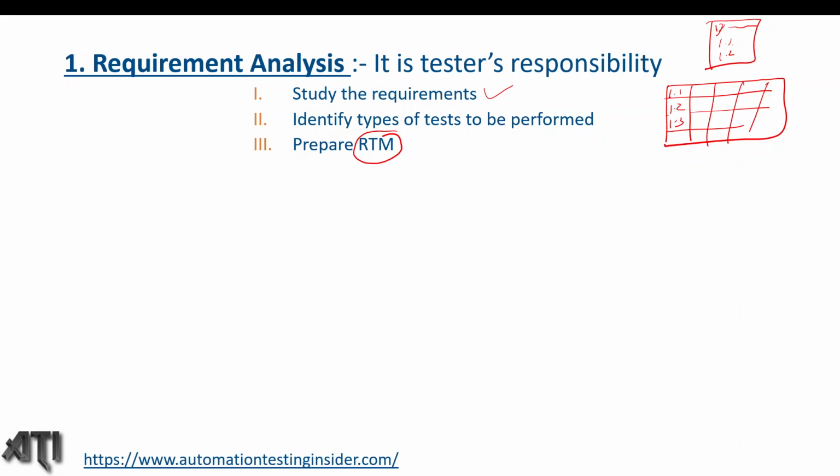Here we'll map with the test cases, scenarios first, like the number of scenarios for a particular requirement, and how many test cases we are going to write for that particular scenario. So that is the purpose. Here we'll map the scenario, then the test cases, and then the defects. So this is RTM. I'll create a separate video on the requirement traceability matrix in detail. Okay, so identify types of test cases to be performed and then prepare RTM.